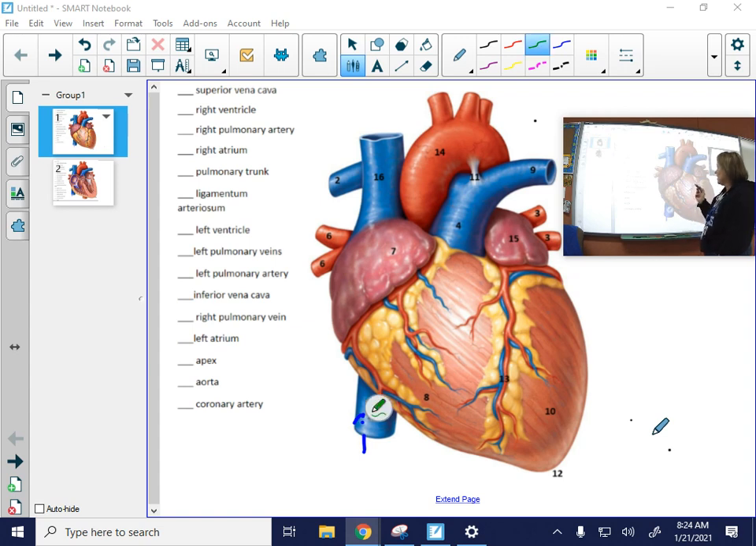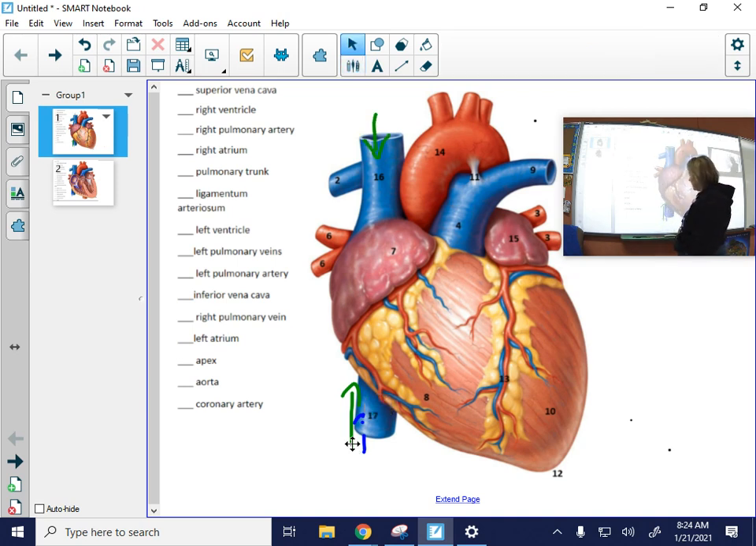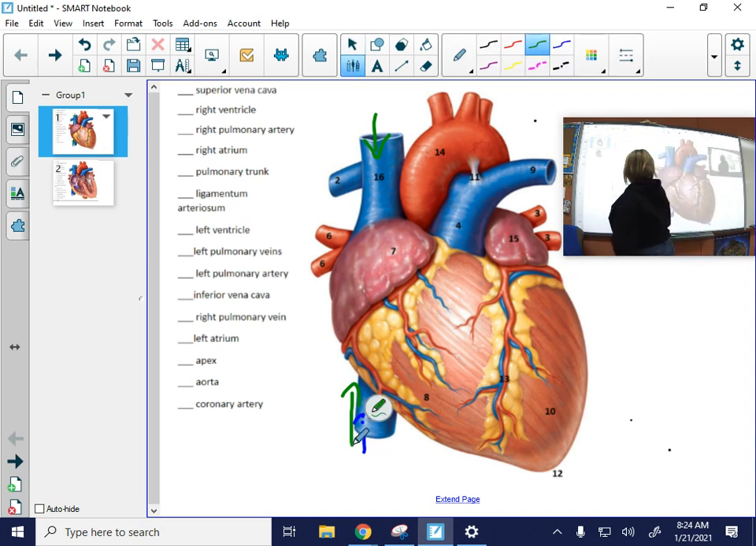I'm going to try a color that isn't shown up on here. Try a green and see how that works. So blood flow is going to enter the heart here through the inferior vena cava and the superior vena cava. So the inferior vena cava was number 17. So inferior and superior is number 16.